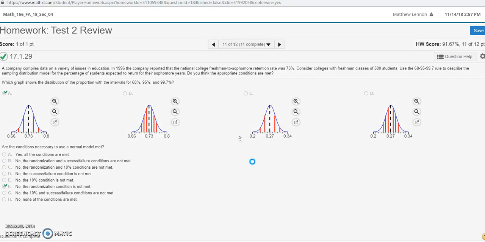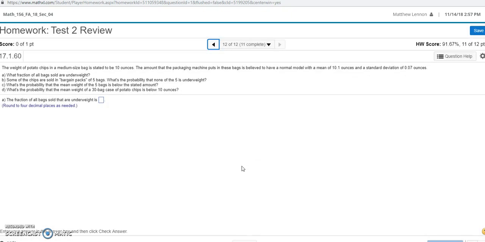And the last question. So we're doing one where we actually use a sampling distribution. The weight of potato chip bags is stated to be 10 ounces. The machine that puts them together, they think is a normal model with mean 10.1 and standard deviation 0.07. What percentage of bags sold are underweight?